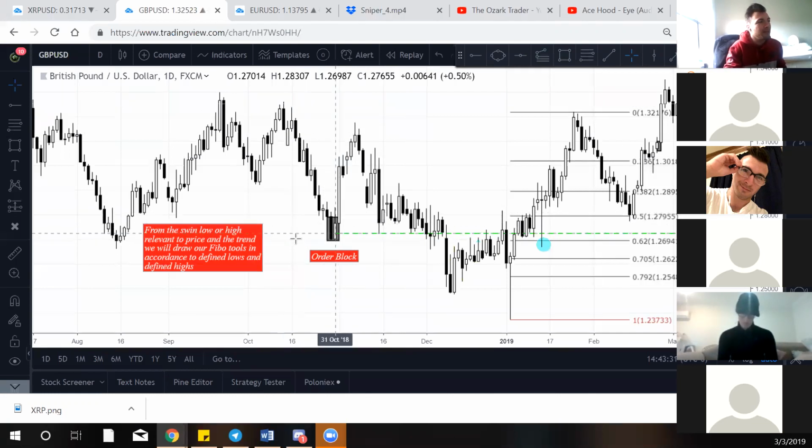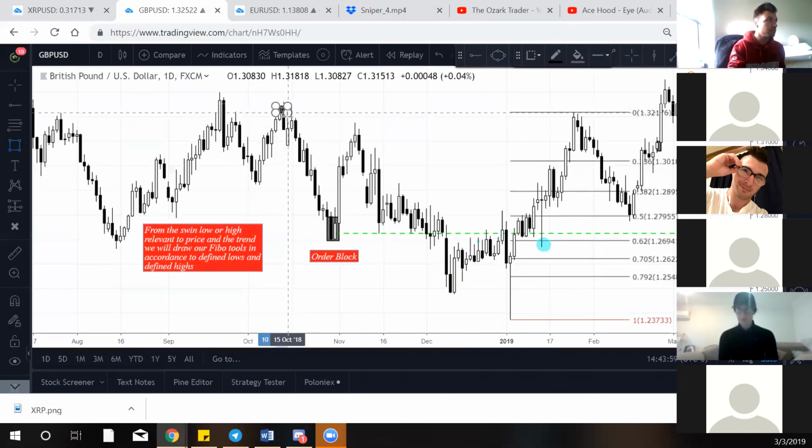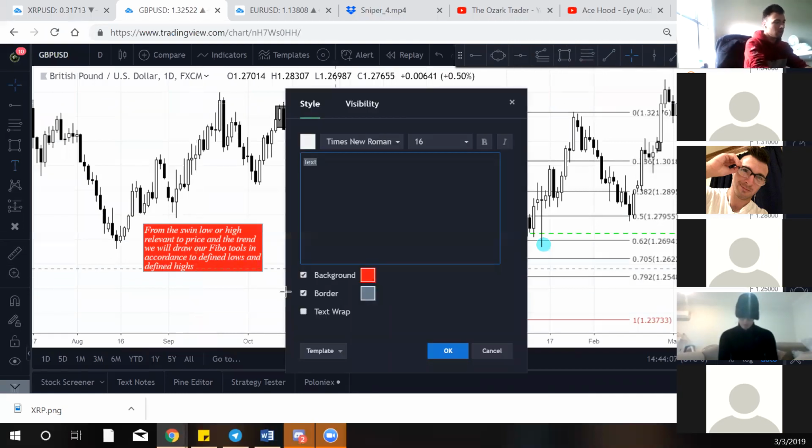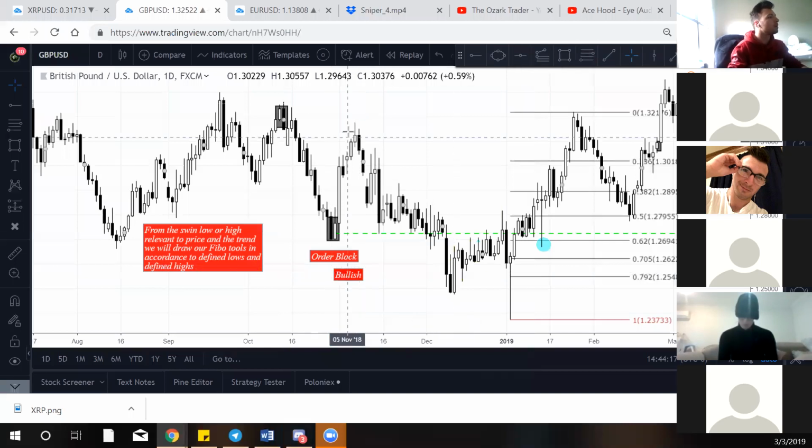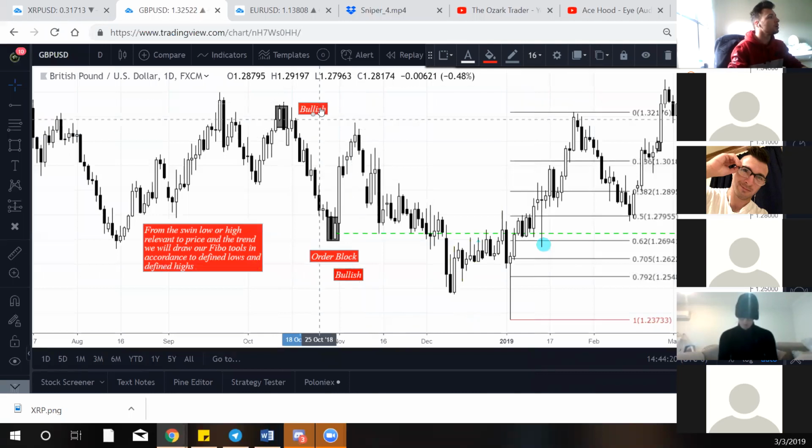Okay, guys? So order block means this is the bearish. Remember, we had to have a bearish candle before we had a bullish order block. Okay? This is a bullish order block. Bearish candle, bullish order block. Awesome. So let's look up here. Bullish candle, bullish candle. Let me say that again. Bullish candle, bearish order block. Let me define these. Bullish, bearish.